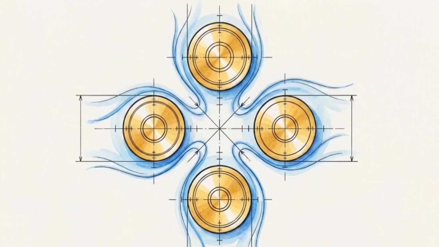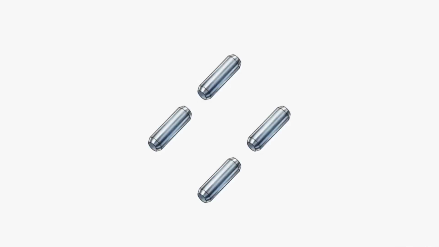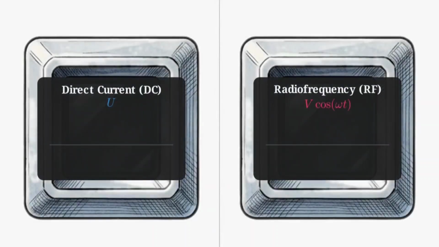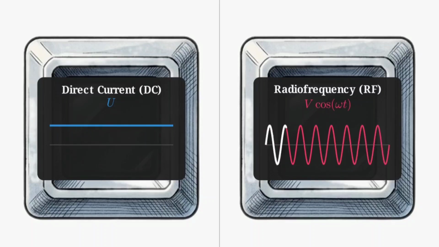This blueprint shows the basic physical architecture of the analyzer: 4 high-precision metal rods, arranged perfectly parallel to one another. Because the resulting electromagnetic field must be uniform, these rods are machined to exact tolerances from materials like stainless steel, molybdenum, or gold-coated ceramic. The opposing pairs of rods are electrically connected. The top and bottom pair form the y-axis, while the left and right pair form the x-axis. To create the sorting field, the system applies 2 distinct types of voltage: a steady, static direct current offset and an oscillating radio frequency, or RF voltage.